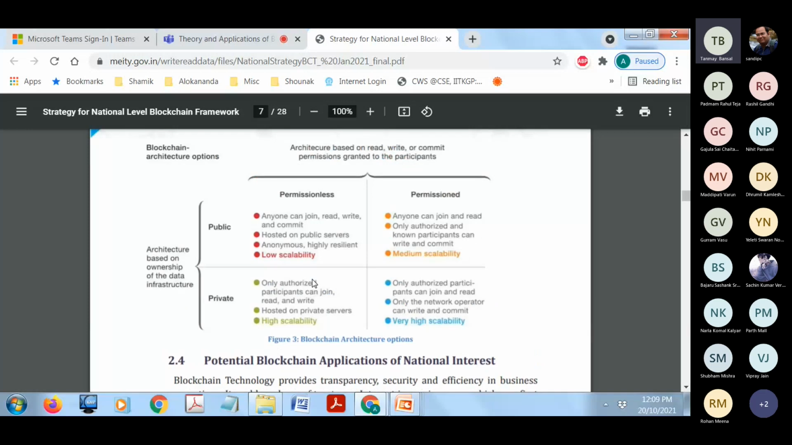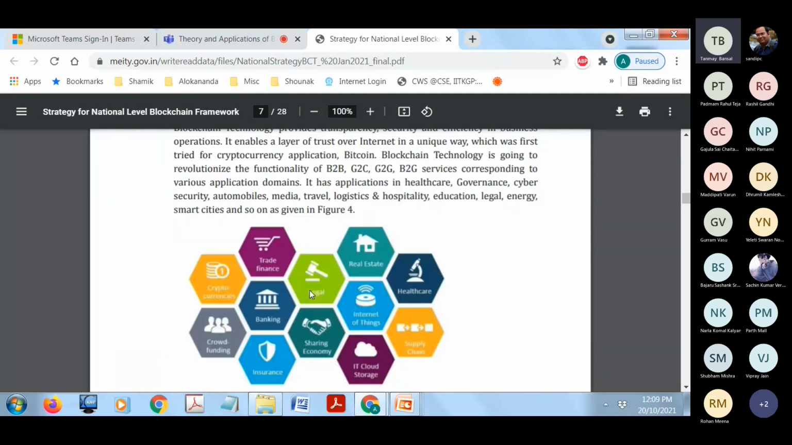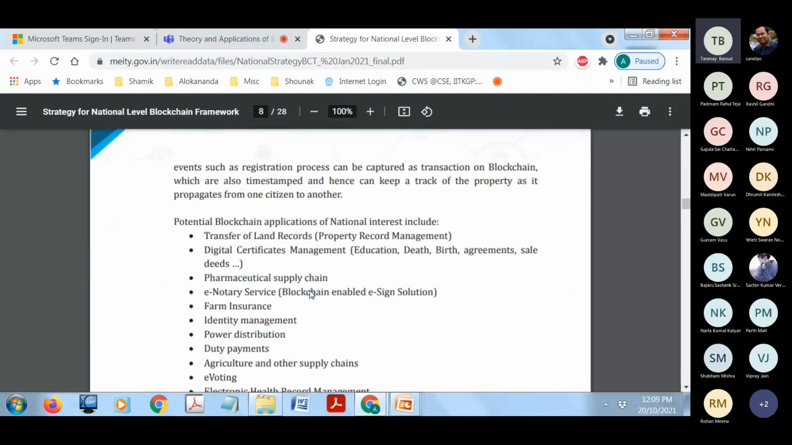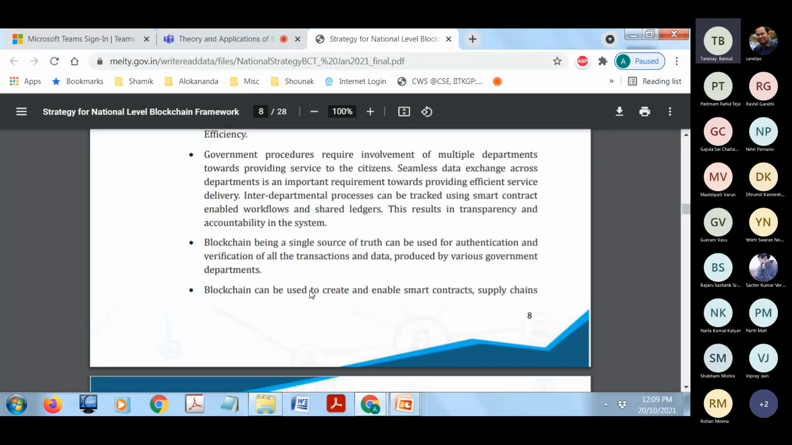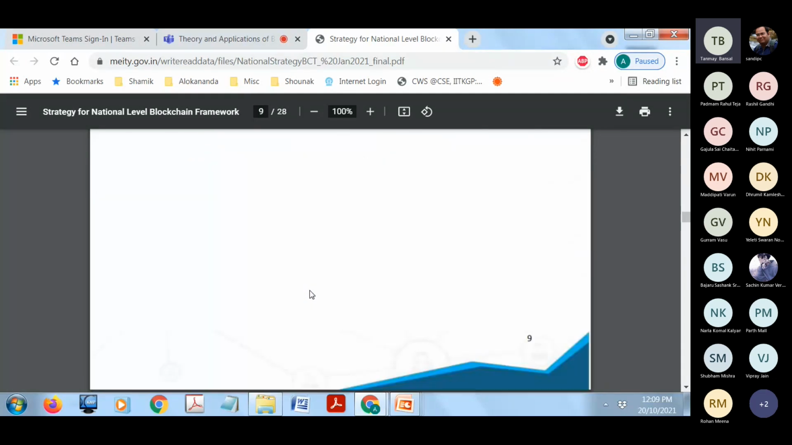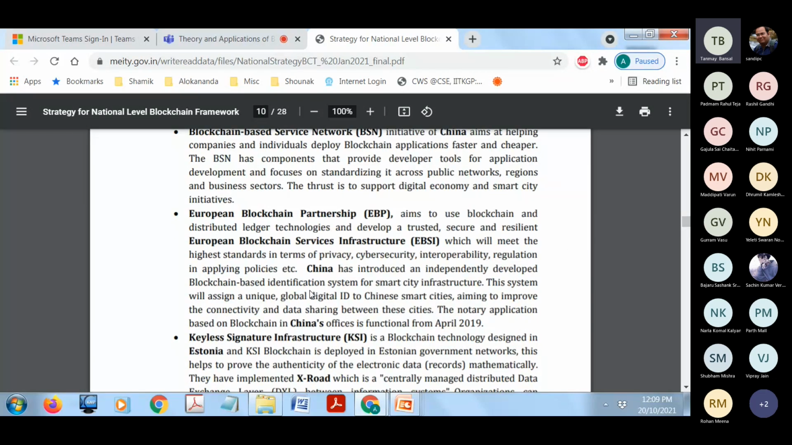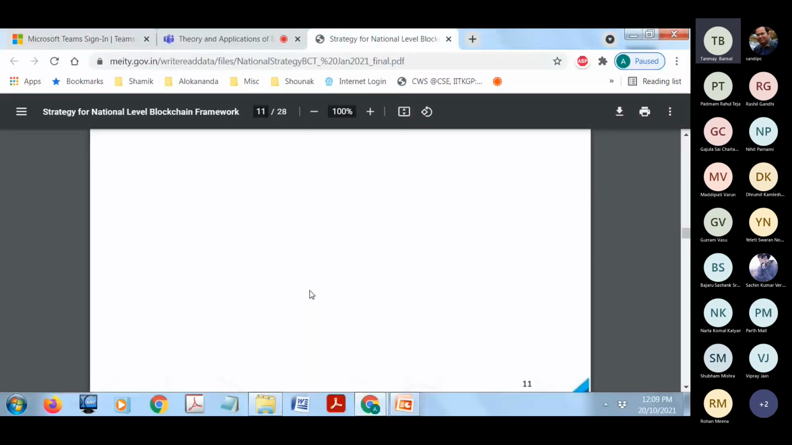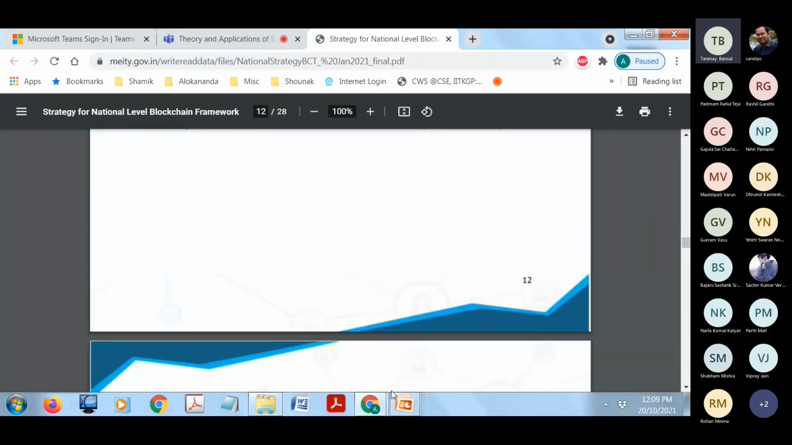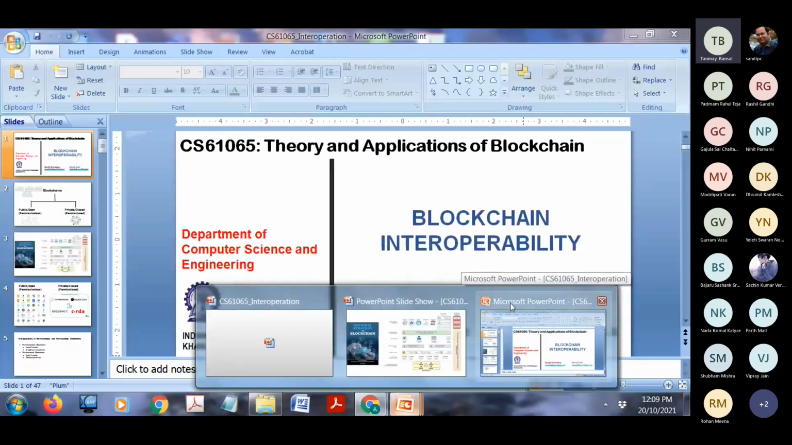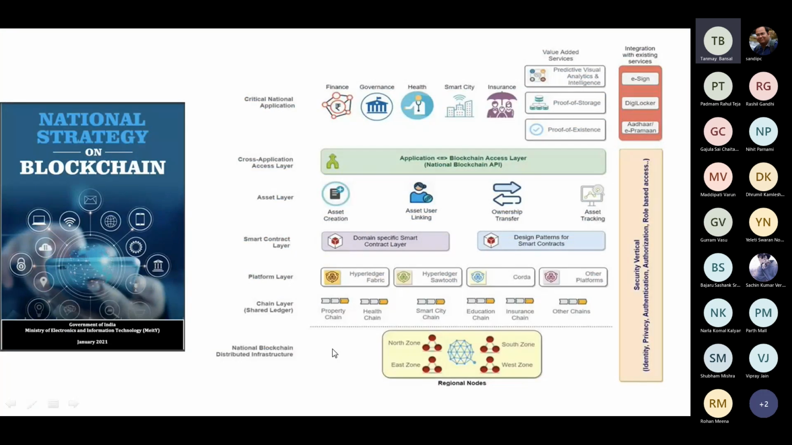And they also talk about how these different types of permissioned and permissionless blockchains, public and private, are organized and so on. So a lot of these are actually already covered in our lectures, and this will give you a good idea about the nationwide initiatives. So you can take a look at it at a time of your convenience.